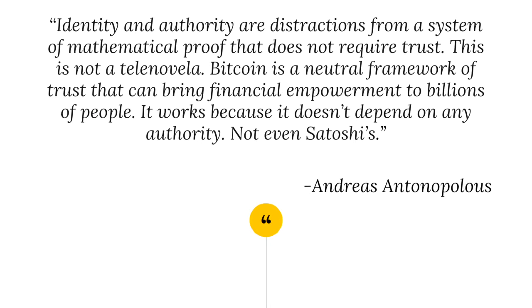Andreas Antonopoulos is considered one of the premier experts on Bitcoin technology, and he states, "Identity and authority are distractions from a system of mathematical proof that does not require trust. This is not a telenovela. Bitcoin is a neutral framework of trust that can bring financial empowerment to billions of people. It works because it doesn't depend on any authority, not even Satoshi's."